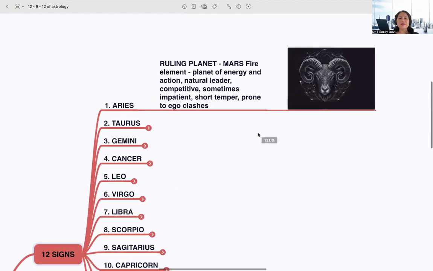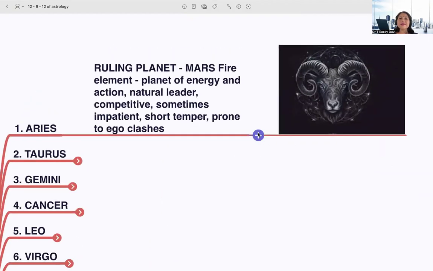The first sign is Aries. What kind of a person will an Aries be? Every house has an owner. Like if you build a house, you are the owner. If you stay in a rented house, that rented house also will have an owner. So every sign will have an owner lord, which is called the ruling planet. The ruling planet for Aries is always Mars, and Mars is a fire element.